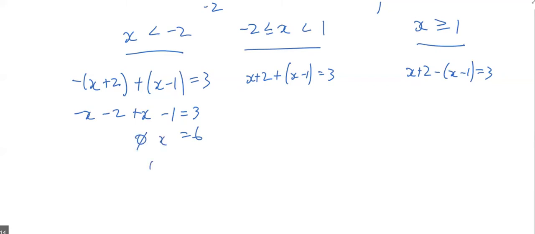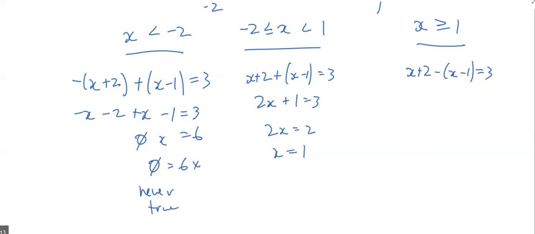This one is going to be 2x plus 1. 2x equals 2. And this is going to be x minus x, so 2 plus 1 is 3. 0x plus 3 equals 3. 3 equals 3. This is always true. So what's happening here?